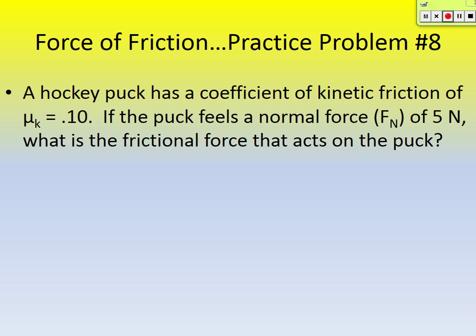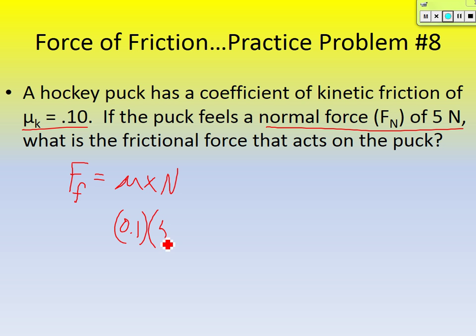Okay, what's that equation for force of friction, guys? How do we find it? Mu times N. Mu times normal force. Can we just plug in and see what we get here? Yeah. Plug and chug. Okay, so mu is 0.1. And we're going to times that by the normal force. What was the normal force? 5. Normal force of 5 newtons, so 5 goes here.